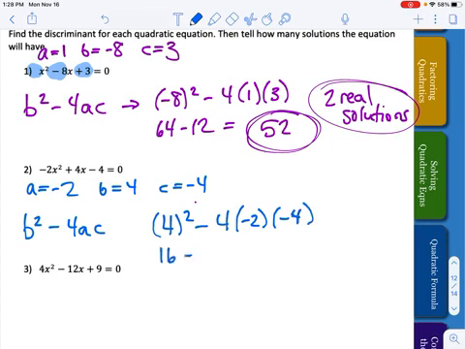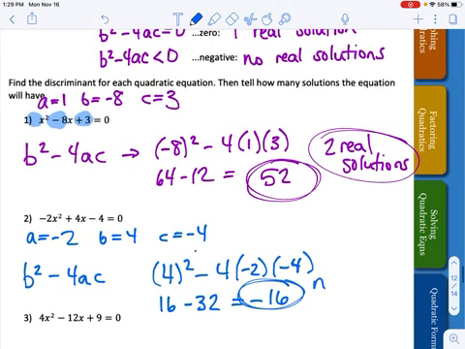So b squared is 16 minus, or plus, I guess we could say, plus negative 4 times negative 2 times negative 4. Well, I know that that is negative 32. So if I subtract these, I end up getting negative 16 as my discriminant, which means because my discriminant is less than 0, there are no real solutions.